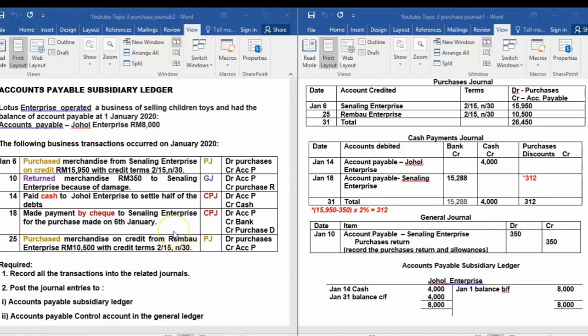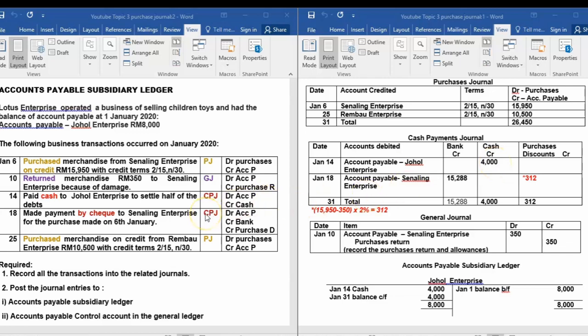The next transaction, paid cash to Johor Enterprise to settle half of the debts. So we have to record in the cash payment journal, debit account payable and credit cash. So we have to pay half of 8,000. So look at the cash payment journal. Debit account payable, Johor Enterprise, credit cash 4,000.